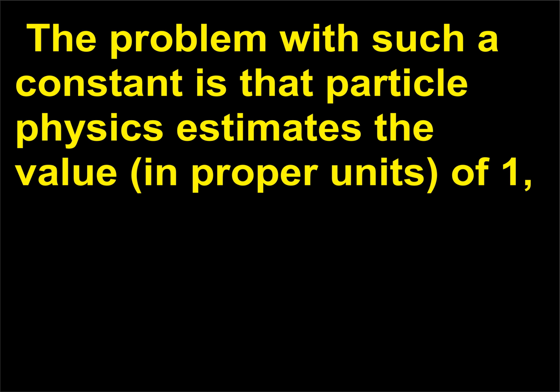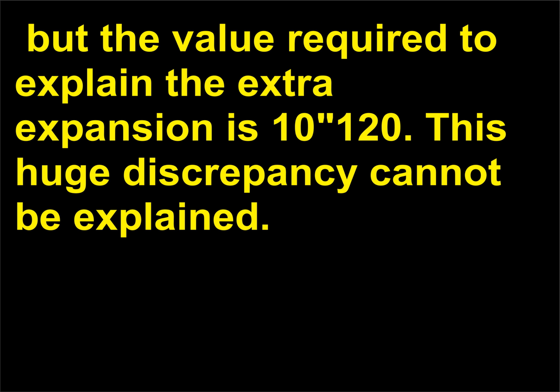The problem with such a constant is that particle physics estimates the value, in proper units, of 1. But the value required to explain the extra expansion is 10^120. This huge discrepancy cannot be explained.